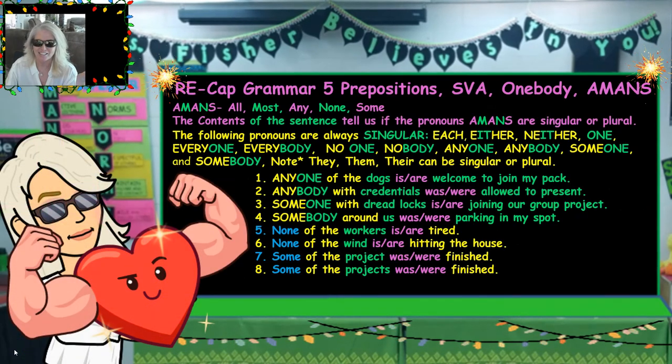And, of course, what we learned today, when we're looking for subject-verb agreement, when we have the prepositions that have one body, right? So each, either, neither, everyone, everybody, no one, nobody, anyone, anybody, someone, and somebody, then we know they're singular. And we now know that they, them, there can be singular or plural. And when we have all, most, any, none, and some, the contents of the sentence tell us if the pronouns are singular or plural. So knowing that, let's try this list.